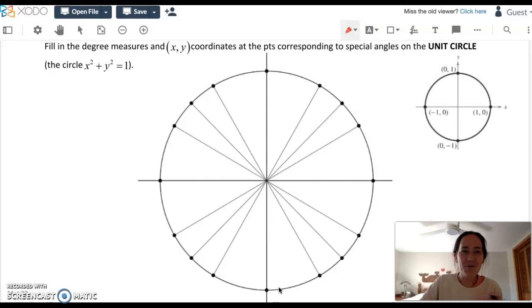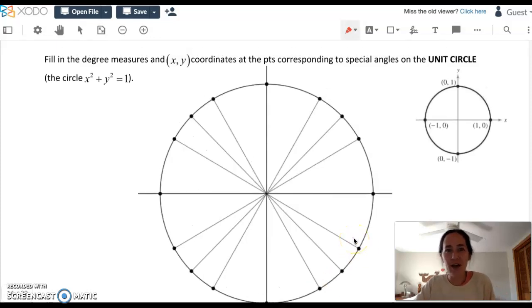It says at the top, fill in the degree measures and coordinates at the points corresponding to special angles on the unit circle. I'm going to reiterate myself again. We have seen this thing before. We've used the unit circle, and it's called that because it has a radius of 1 unit, to find the exact values of trig functions of quadrantal angles, like 0, 90. And speaking of which, you probably already have those on your picture, right?